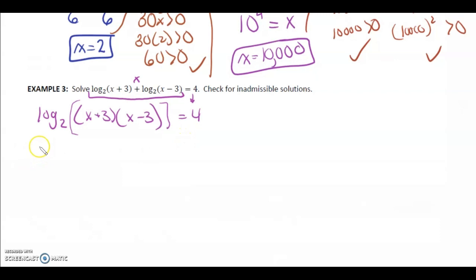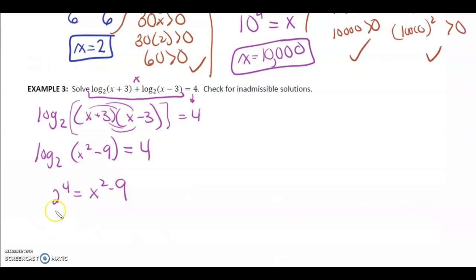Let's expand this, and we get x squared minus 9. This is a difference of squares. If you don't see that right off the bat, you can go ahead and expand and simplify. Now, to get rid of the log, we're going to convert this into exponential form. So 2 to the 4 equals x squared minus 9. What is 2 to the 4? Well, it's 16, equals x squared minus 9.